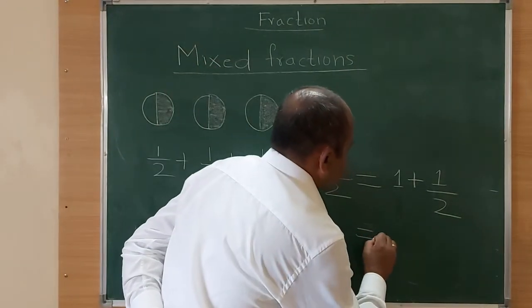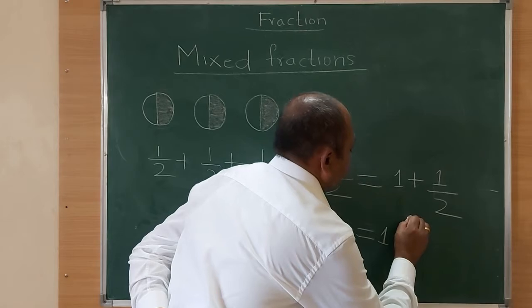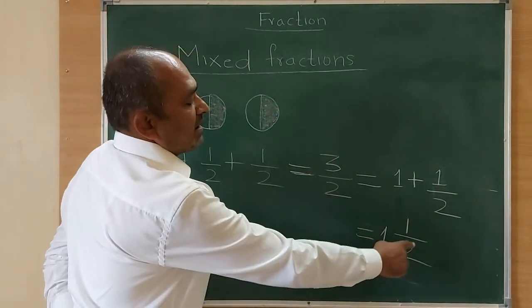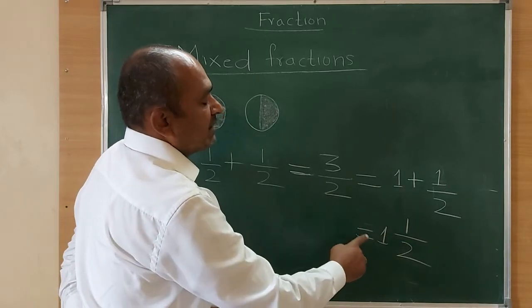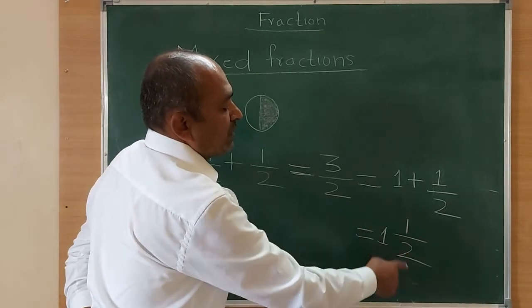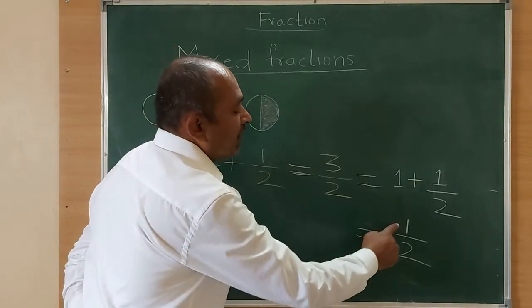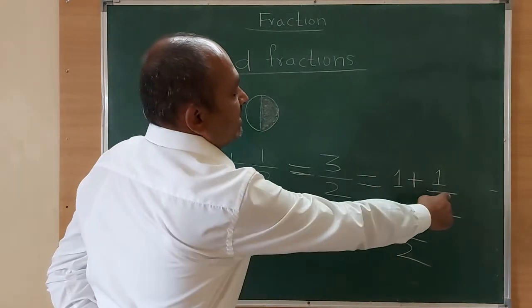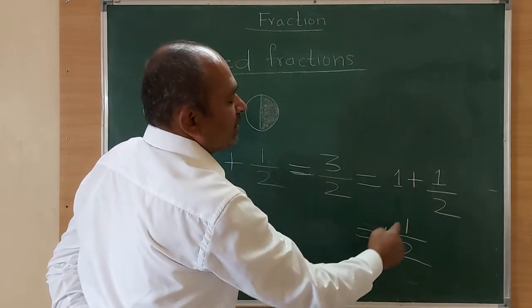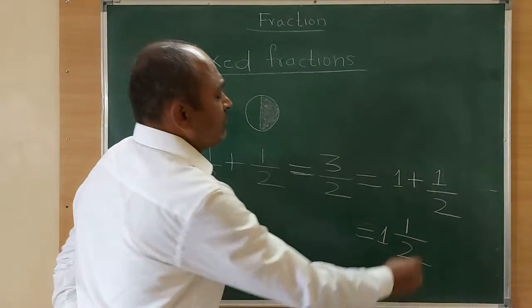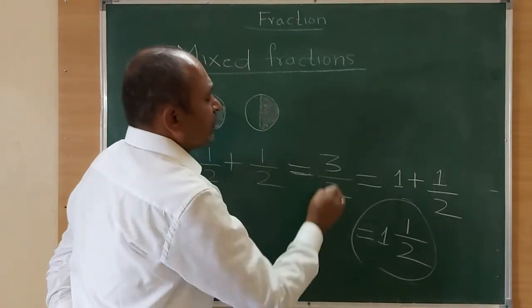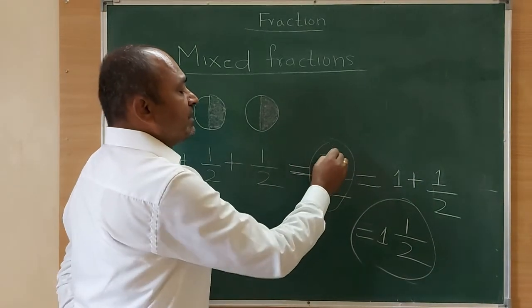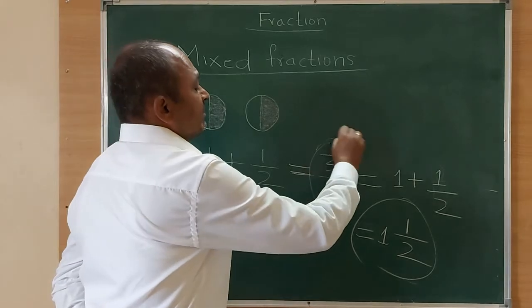In short, it is written as 1 and half. Here no sign is given, and it is read as 1 and 1 upon 2, or 1 and half. So this 1 plus half is written as 1 plus 1 upon 2. Now this 1 plus 1 upon 2, we got it from which value? 3 upon 2.